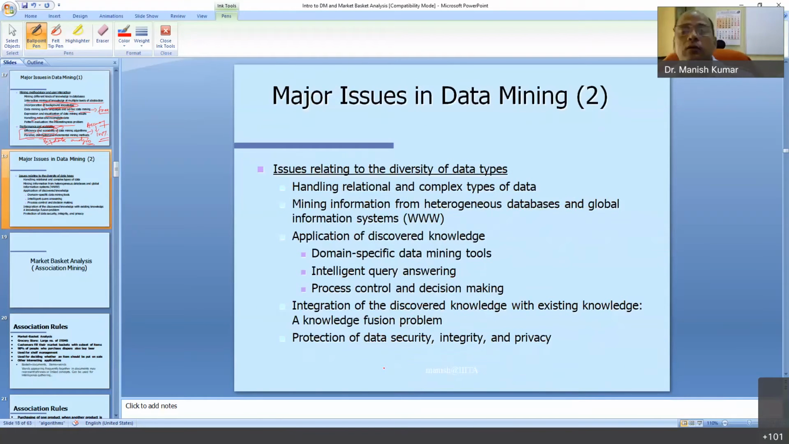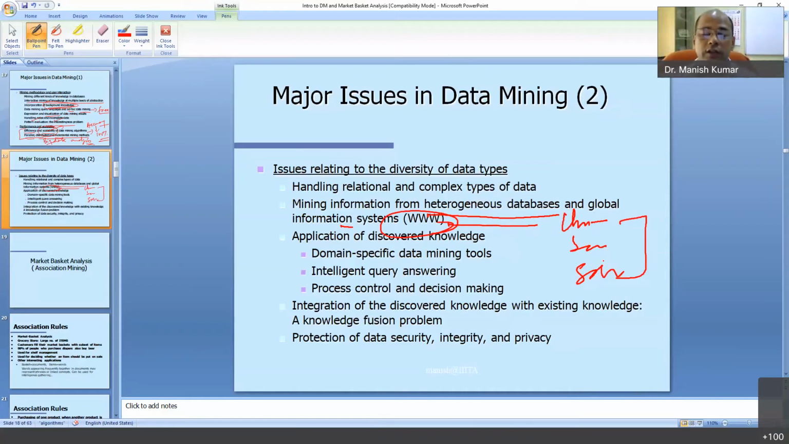Obviously, issues might come in terms of diversity of data types also. So you are going to handle relational and complex types of data. You are going to handle heterogeneous databases and global information systems like the World Wide Web, which can give you the flavor of unstructured, semi-structured, and structured data as well. So it is a mixed type of data you will be experiencing in this case. So obviously applications you could look for are domain specific or intelligent query processing, or process control and decision making could be part of that.